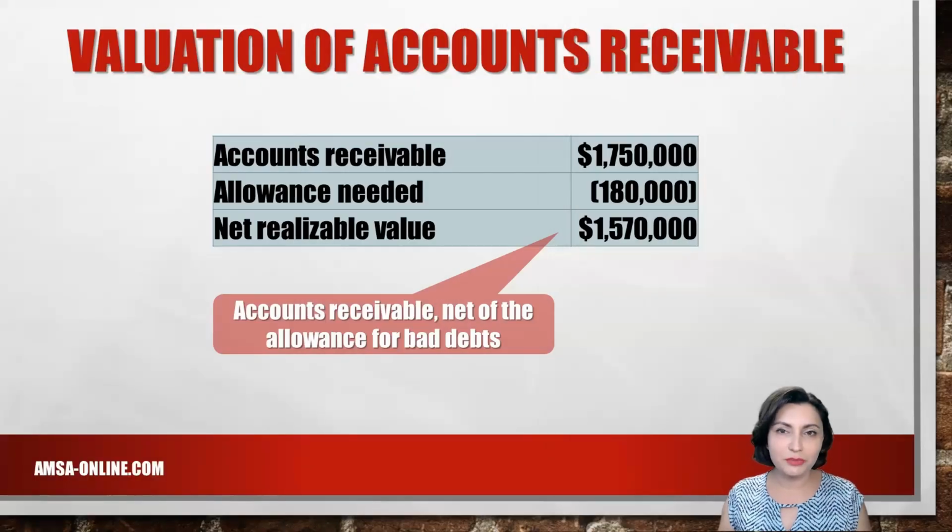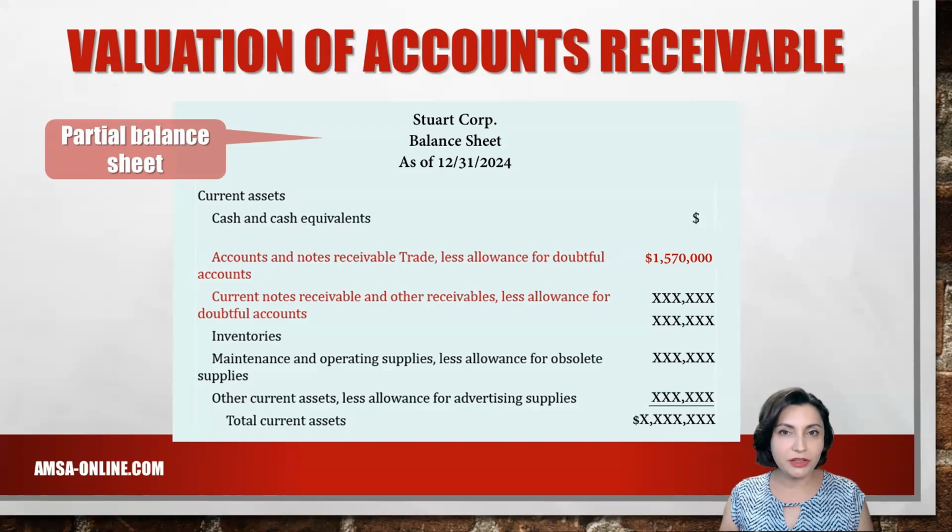The net realizable value of Stuart's accounts receivable is $1,570,000, which is accounts receivable of $1,750,000 less the estimated allowance for doubtful accounts. $1,570,000 will be reported on the balance sheet under current assets as accounts receivable net of the allowance for doubtful accounts.